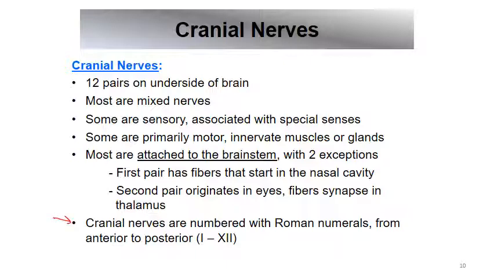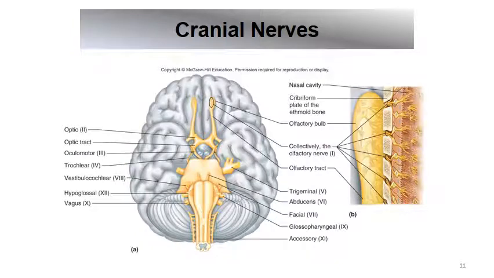They're given Roman numerals. Okay, so here's the picture, similar to the picture that I gave you. The olfactory nerve is the most front one, so they give it number 1. The next is the optic nerve, so that's number 2.